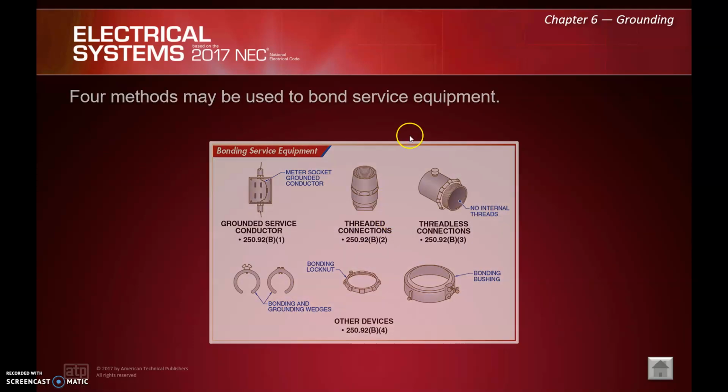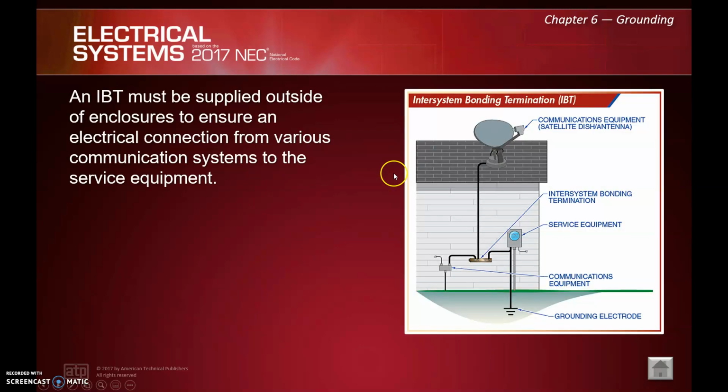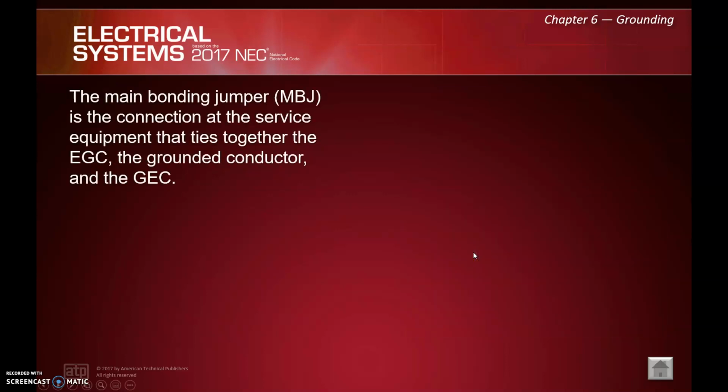Sorry, I skipped ahead there. They're going to talk about an intersystem bonding termination. That's this little guy. This is mostly a residential thing, but you're going to see this little ground bar put out by the service. It's really meant for the cable and phone companies to bond to. I'm not going to spend a lot of time on that, but it is actually required to be there.